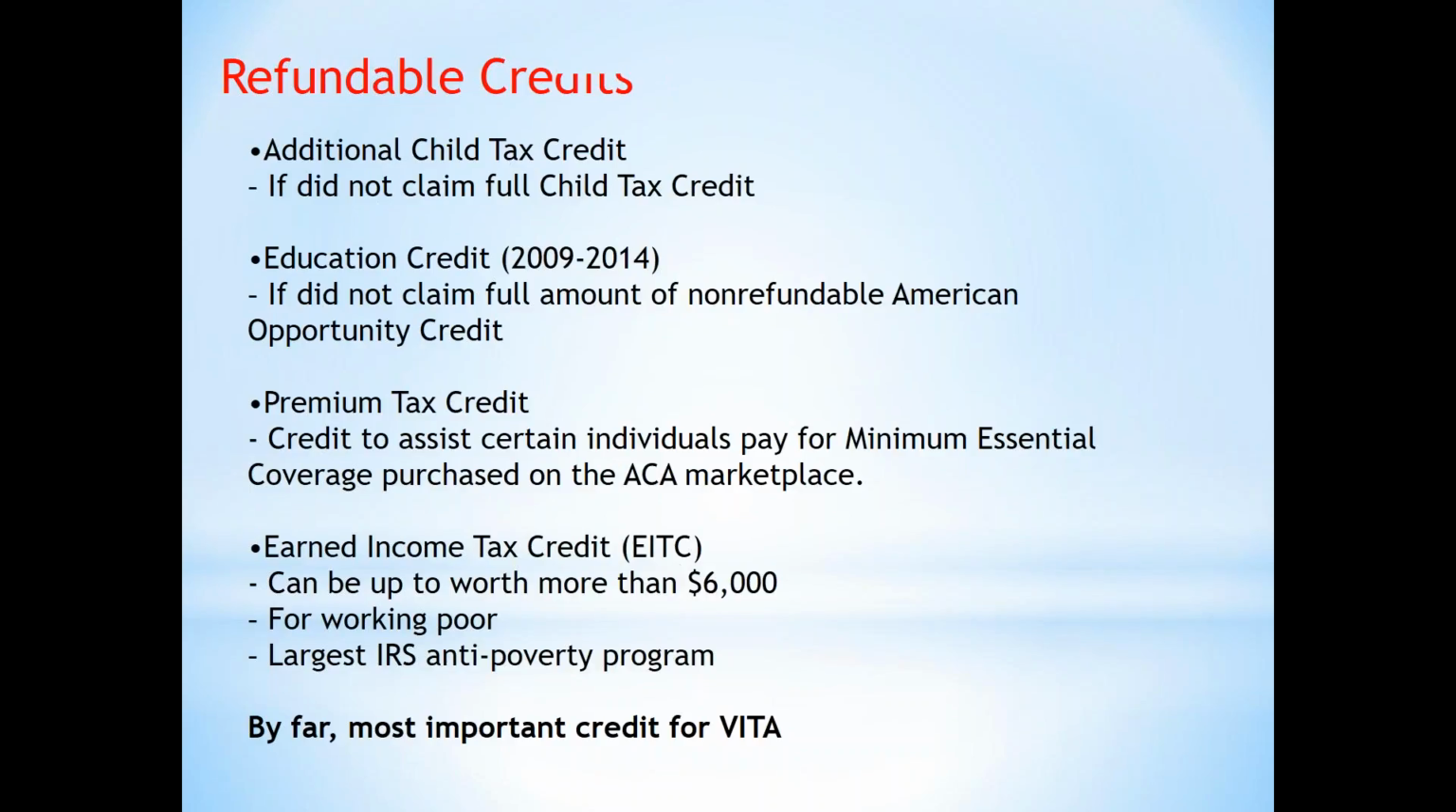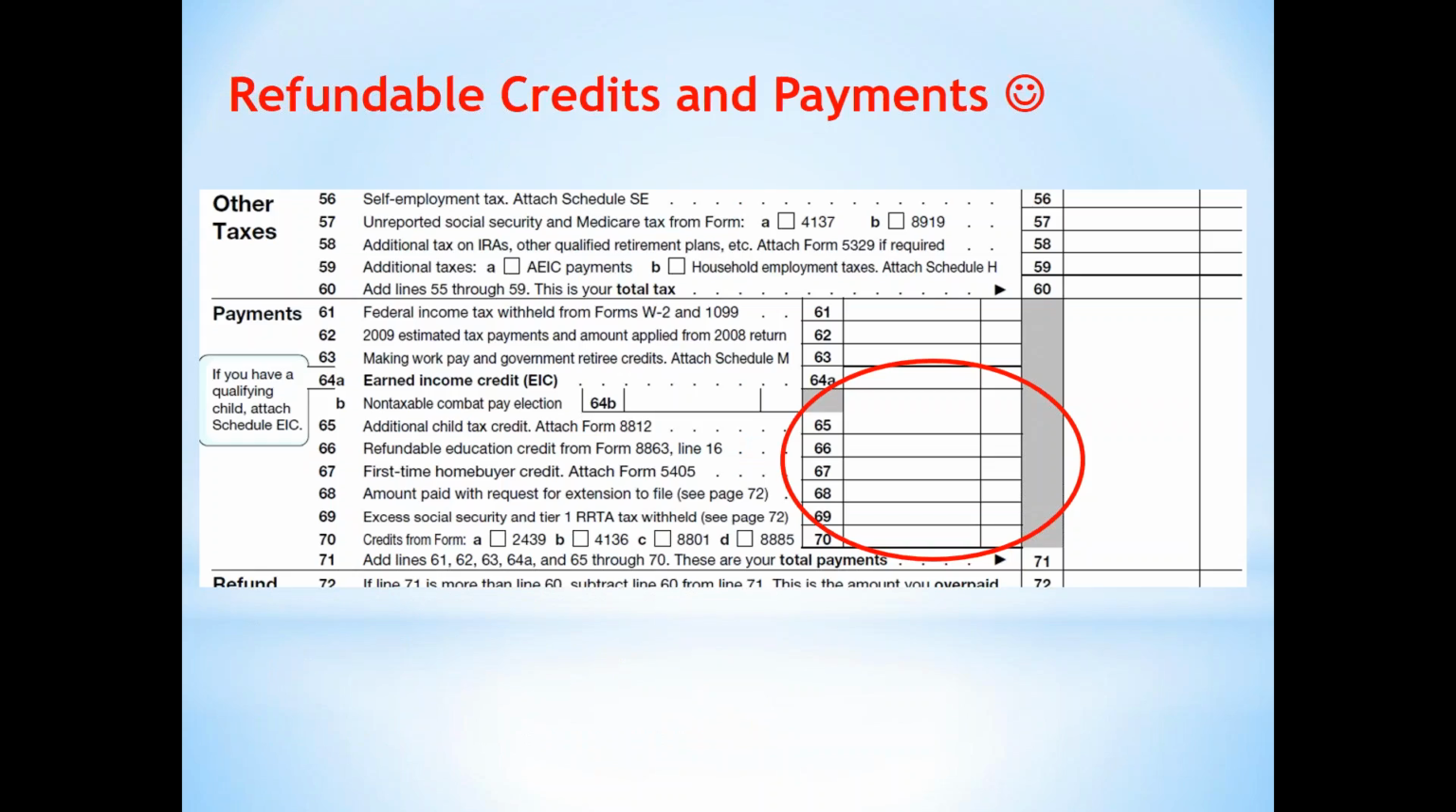The premium tax credit, again, could be a negative or a positive. We'll talk a little bit about what those two implications are, but just know that a premium tax credit from the Affordable Care Act may show up in your refundable credits portion. There's also the earned income tax credit, which is so huge. It can be worth more than $6,000, and it's really one of the best anti-poverty tools that we have here in the U.S. So let's jump into this: refundable credits and payments.